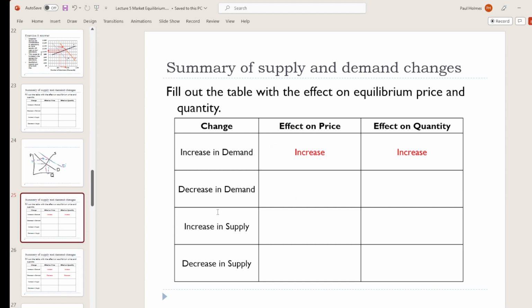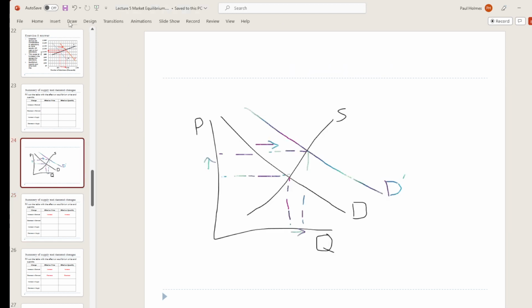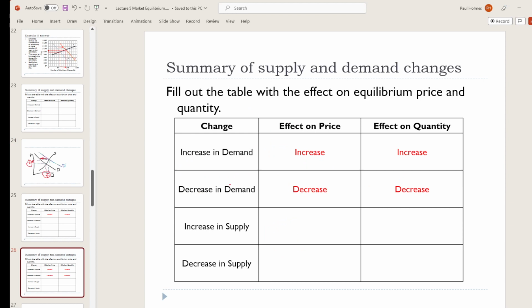Now I could keep on going. I want to get a decrease in demand now. Well, I could draw out a graph like this again, or I could just realize that if I just turn all these arrows around, then I've gone back from D prime to D to the original D. And so that has resulted in a decrease in quantity and a decrease in price. So a decrease in price, decrease in quantity, and so then I could fill in the next line on my table. A decrease in demand results in a decrease in price, decrease in quantity.